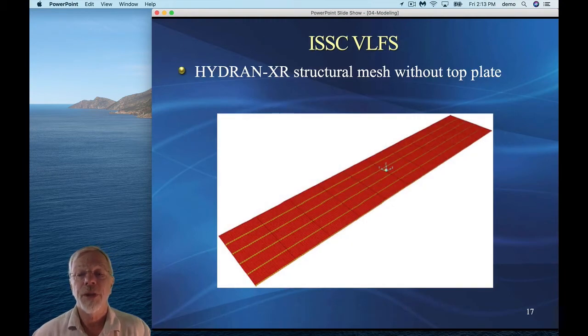So this is the mesh that was used in the HydroSTAR model. The top plate has been removed so that we can see the internal bulkheads that run both transversely and longitudinally, and these were there to prevent local modes and to provide the required stiffness for the top and bottom plates.